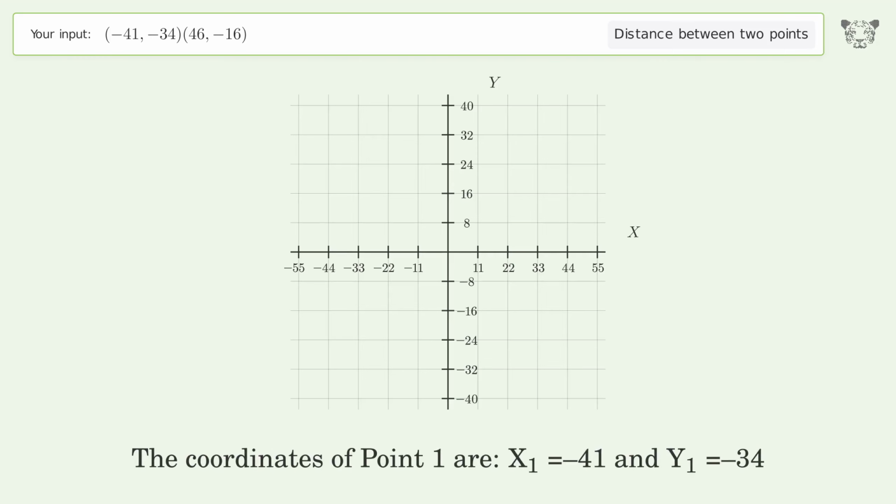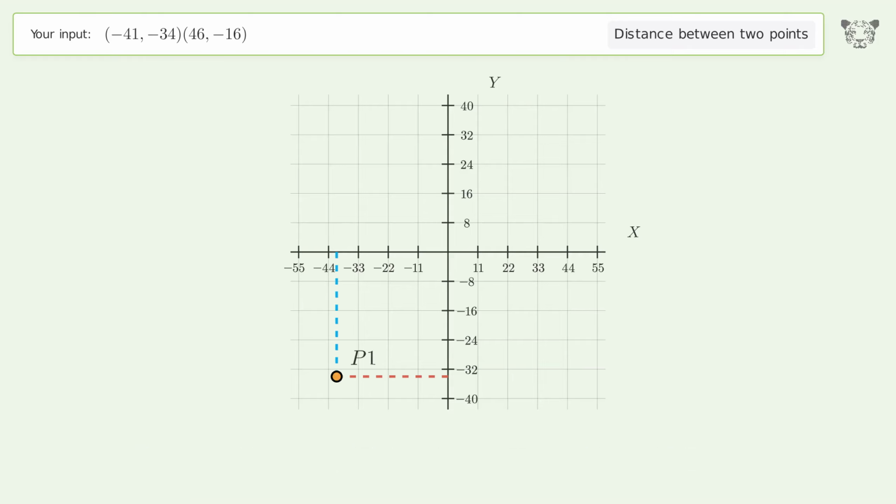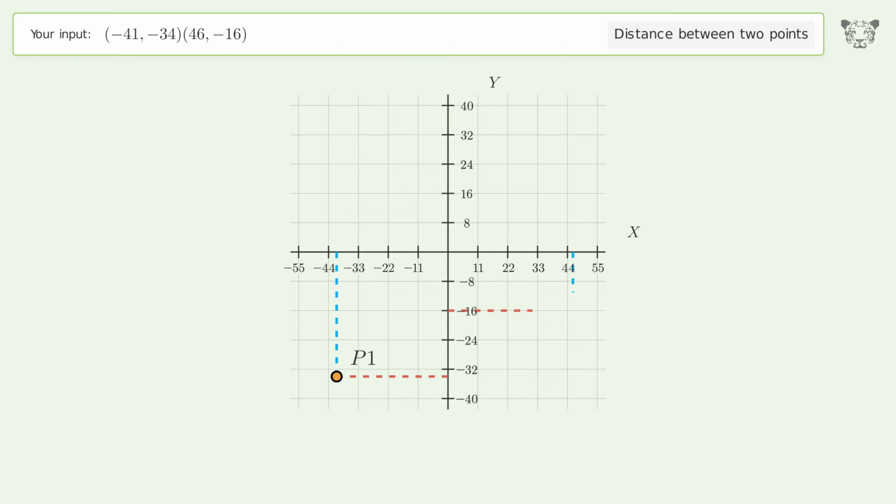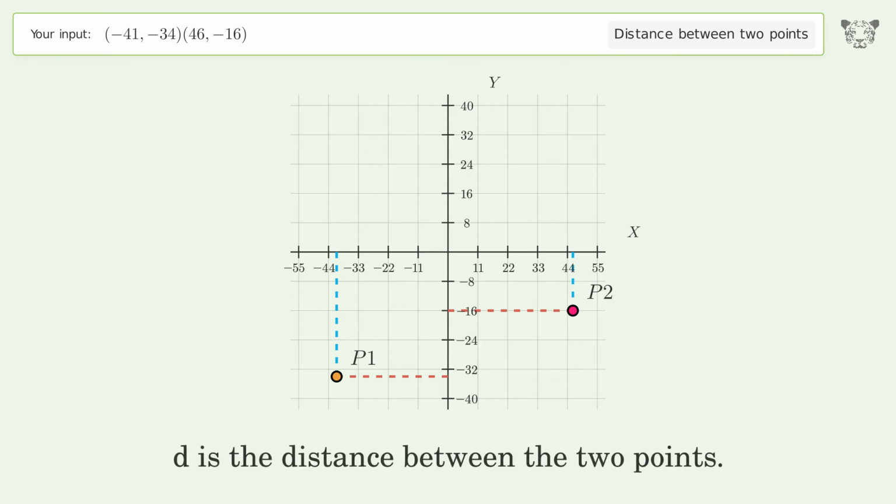The coordinates of point 1 are x1 equals -41 and y1 equals -34. The coordinates of point 2 are x2 equals 46 and y2 equals -16. D is the distance between the 2 points.